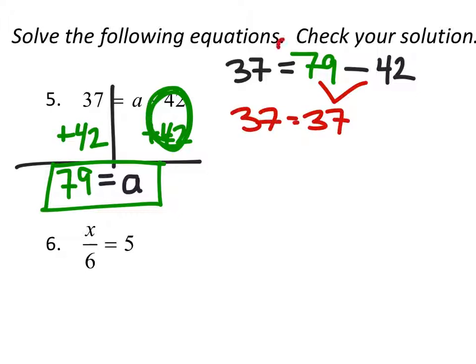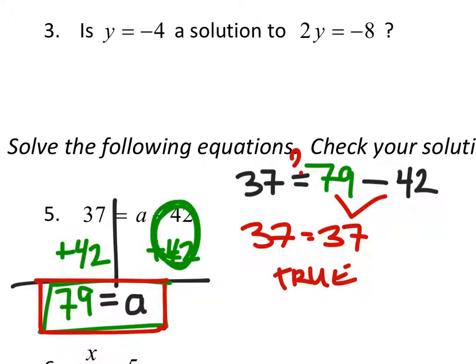And then we just see, is this a true statement? Yeah, that's true. So now on a test, we've just kind of showed you a legal way to cheat. But most people don't like the legal way. They would rather do it the old-fashioned way. But don't cheat. Number 3 is y equals negative 4 a solution to 2y equals negative 8?